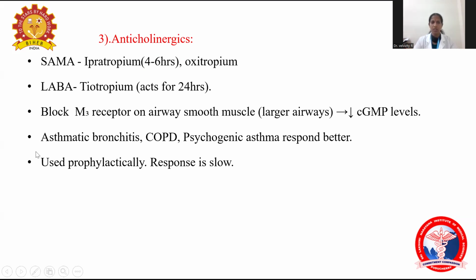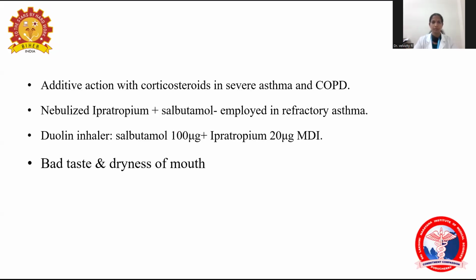So these are used in asthmatic bronchitis, COPD, and even in case of psychogenic asthma. These are mainly used as prophylaxis. This group of drugs also can be used along with steroids. Nebulized ipratropium bromide and salbutamol is mainly employed in refractory asthma. The adverse effects associated with these anticholinergics are bad taste and dryness of mouth.